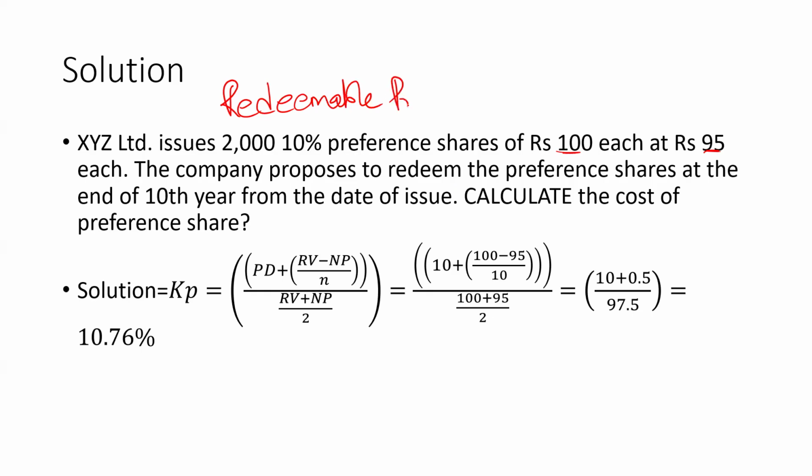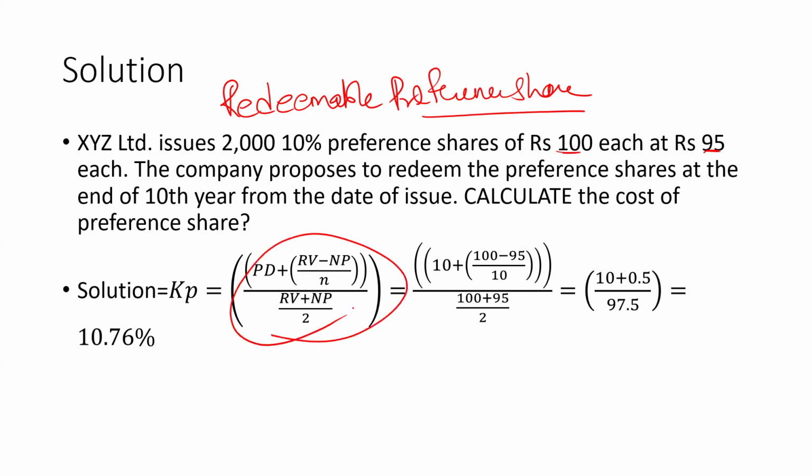So when you have a redeemable preference share problem, this is the formula we use. Your dividend is 10 rupees, redemption value is 100 rupees, your price is 95 rupees, and the life they have given is 10 years. Okay, so you just calculate it, you will get 10.76%.